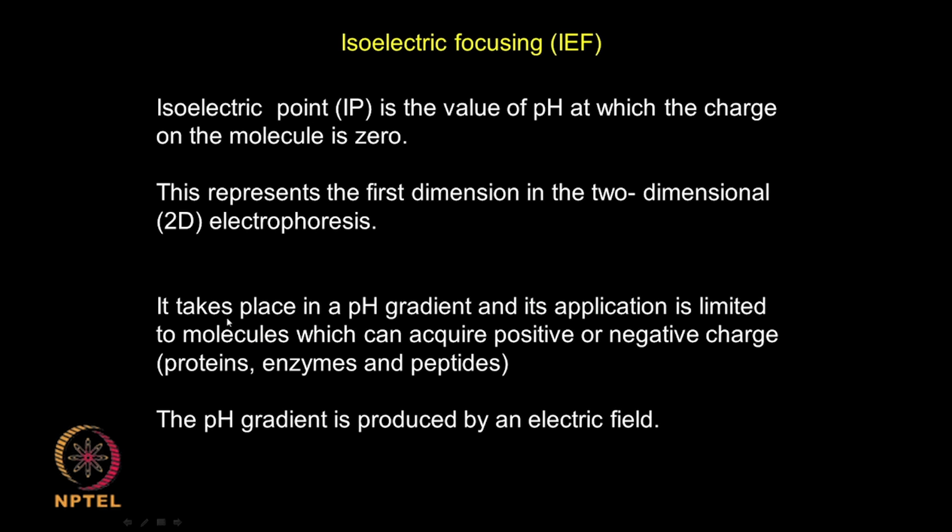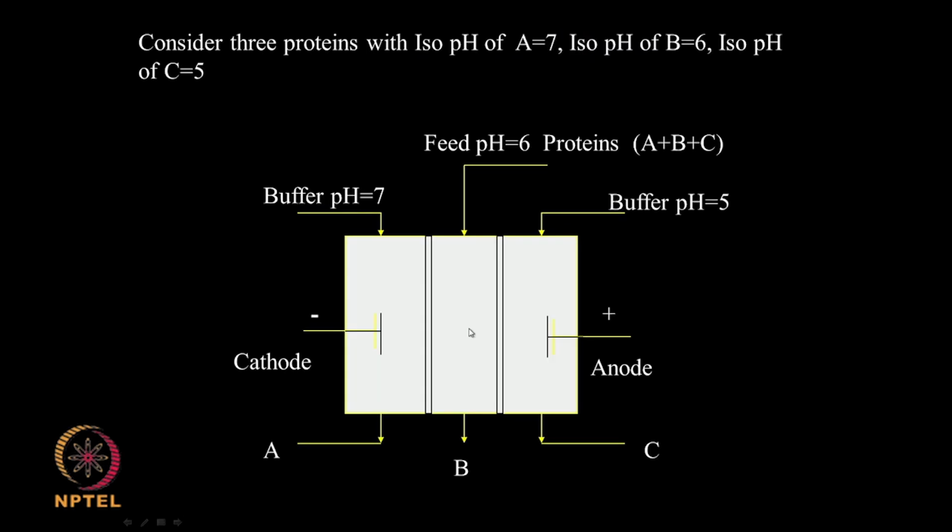So, if I pass proteins in a pH gradient, okay, at a point where the charge becomes 0, when they balance, the protein will stop moving, okay, and that is how you do separations in isoelectric focusing type of system. Suppose I have a feed passed at a pH of 6, I have 3 proteins A, B, C. Okay. Now, protein A has isoelectric pH of 7, protein B has isoelectric pH of 6, protein C has isoelectric pH of 5. So, what happens? Protein B will not have any charge because the pH matches with the isoelectric pH of B.